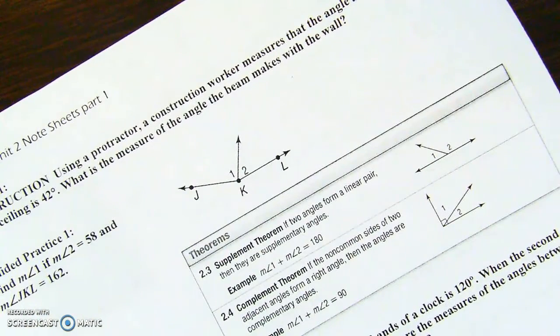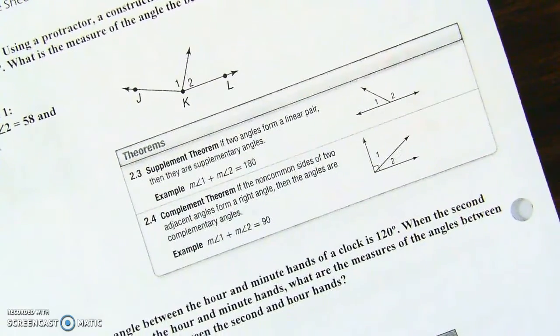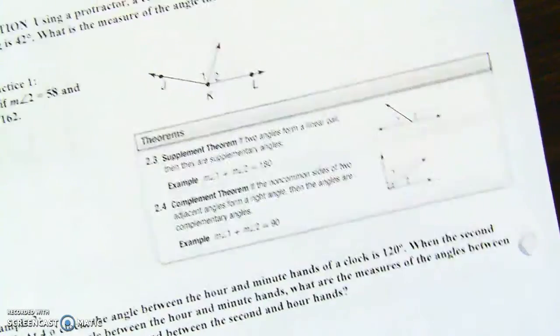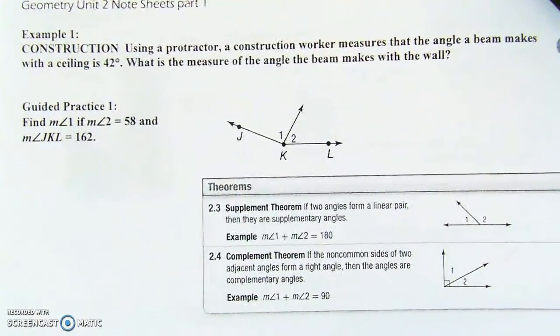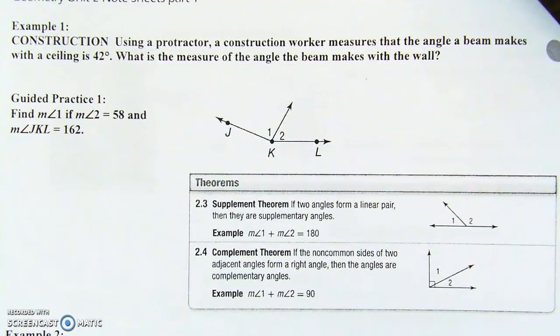Let's look at this example that we have here, where it's talking about using a protractor. A construction worker measures the angle a beam makes with a ceiling at 42 degrees. What is the measure of the angle that the beam makes with the wall? That's example number one. What I would do is draw a picture. Generally, you don't necessarily have to use a protractor to figure that out.